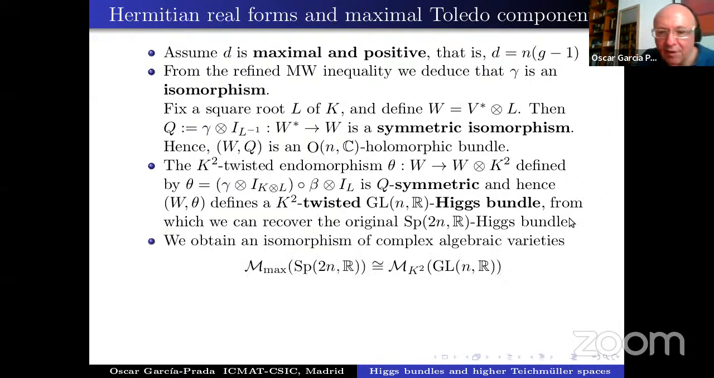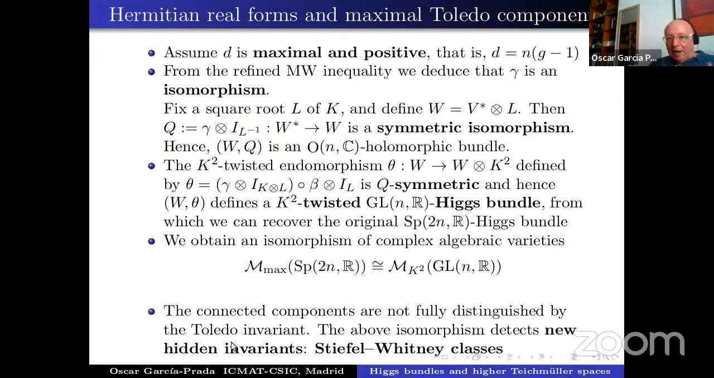So if you put this together, what we prove is that there is an isomorphism of complex algebraic varieties between the maximal Toledo invariant moduli space, M max for the symplectic group, and another moduli space for another group, GLNR, but now twisted by K squared, not by K. This isomorphism of complex algebraic varieties exhibits already one of the things that we wanted: here we have fixed the Toledo invariant to be maximal, this value, d equals n times g minus 1.